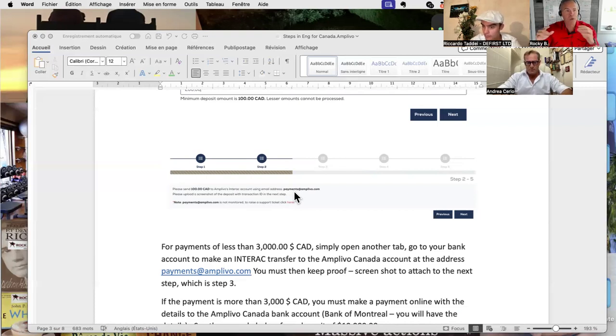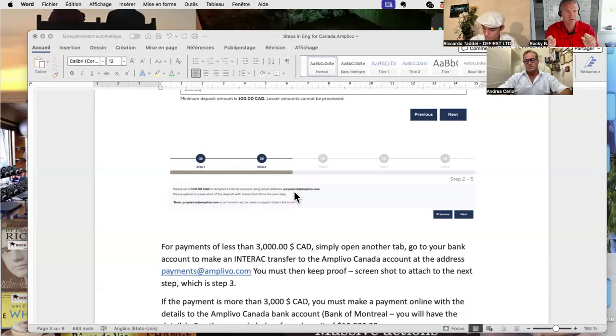Interac is a way to transfer money between Canadian banks. I cannot send money through Interac to Andrea or to Ricardo or whatever. It has to be between banks in Canada. So under $3,000, I'm going to send $200 to the address that you see, payments with an S at amplivo.com. In less than 10 minutes, the money will be deposited into the bank account of Amplivo Canada. It takes a maximum of 10 minutes.